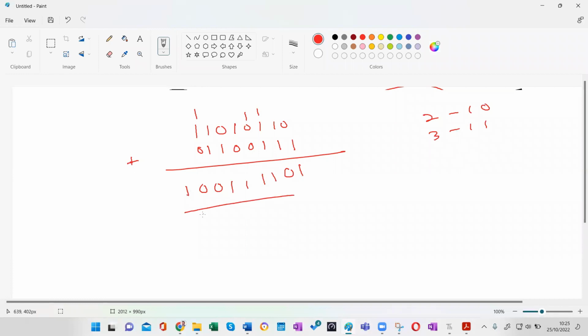What happened? Now the resulting answer has 9 bits. 1, 2, 3, 4, 5, 6, 7, 8, 9. This is the 9th bit.